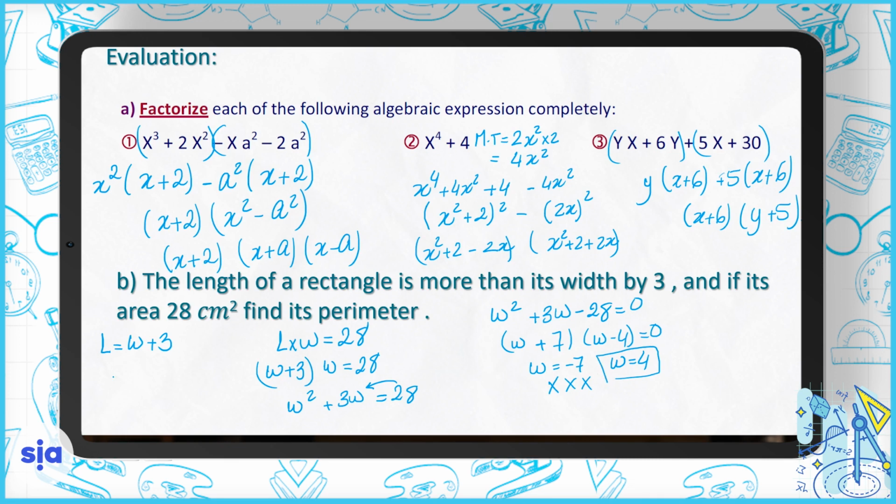We can substitute w by 4 to find L. So L is 4 plus 3, which is 7. The question here wants you to find the perimeter. So the perimeter is 2 times length plus width, 2 times length plus width, so it is 22 centimeters long.